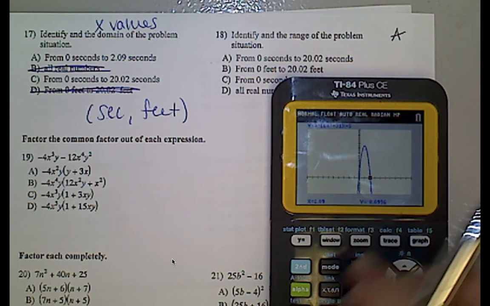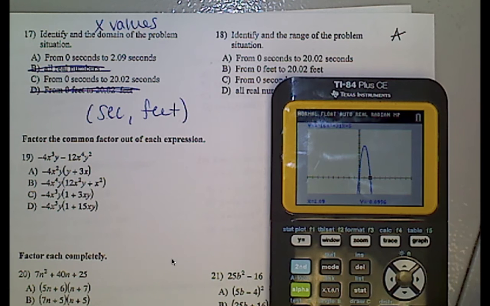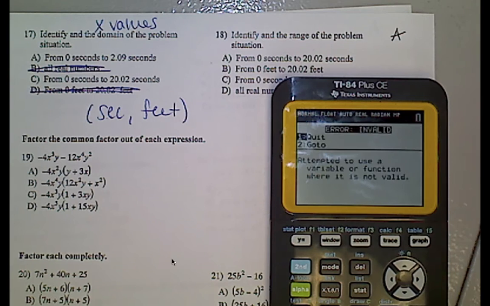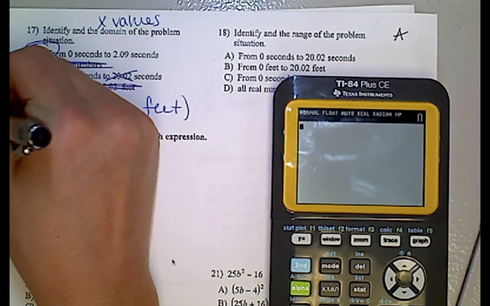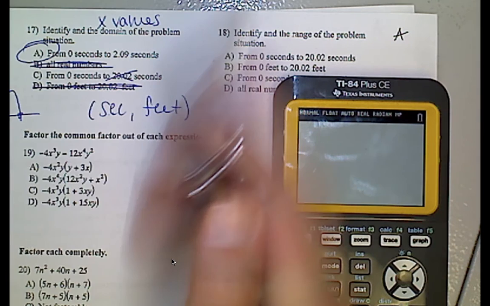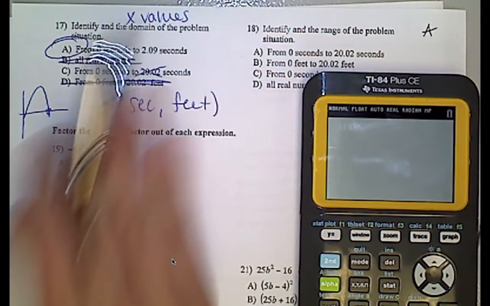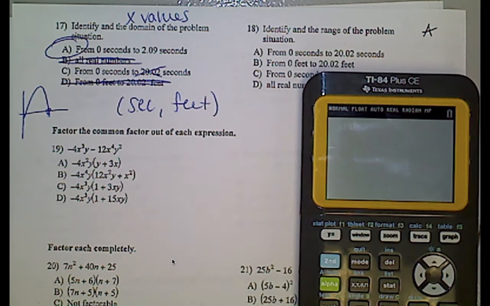If you do trace 20.02, you're going to be way down here. Look, I think it's so big it won't even graph it. See, it says error. So your answer should be A. And that would make sense. It's going to be in the air for about 2 seconds. That makes sense. It does not make sense to be in the air for 20 seconds.